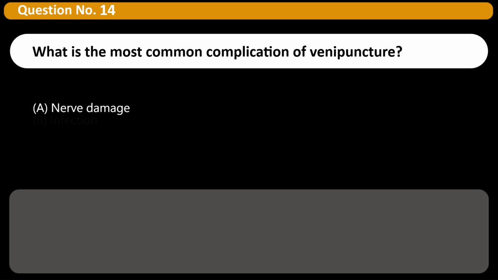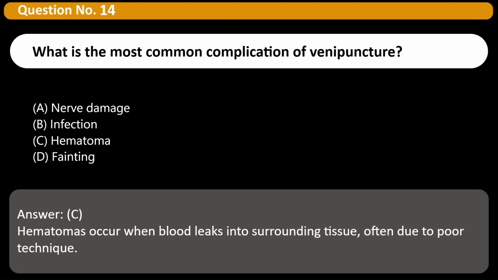What is the most common complication of venipuncture? A. Nerve damage. B. Infection. C. Hematoma. D. Fainting. Answer: C. Hematomas occur when blood leaks into surrounding tissue, often due to poor technique.